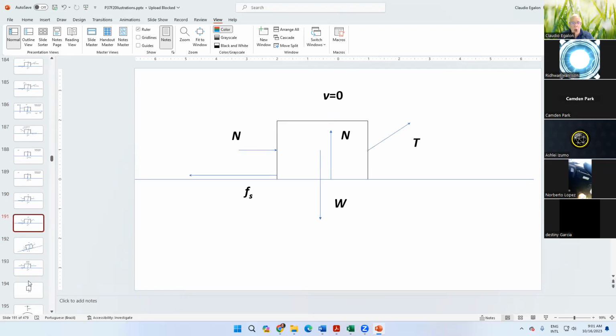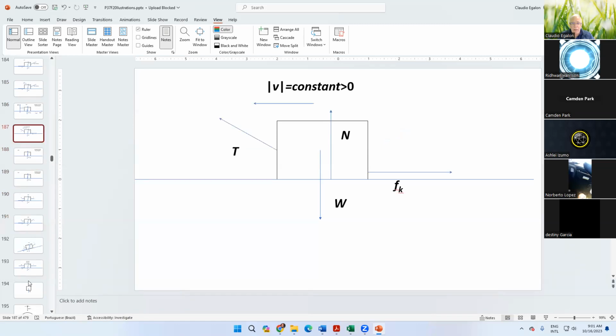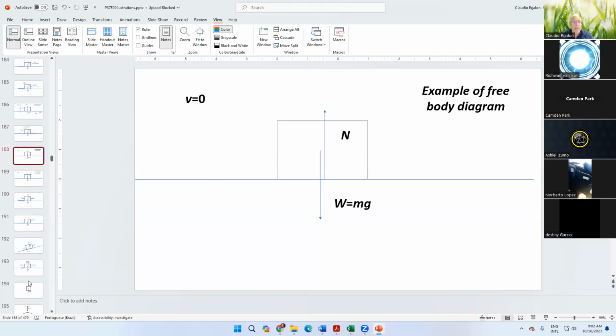Okay, here you go, another example, a very interesting example. There are all sorts of examples that you can keep in mind. I'm trying to cover as many as I can so you can become familiar with it, right? So let's go back one by one. Here we go. Example of free body diagram. I'm going to document it here for you.